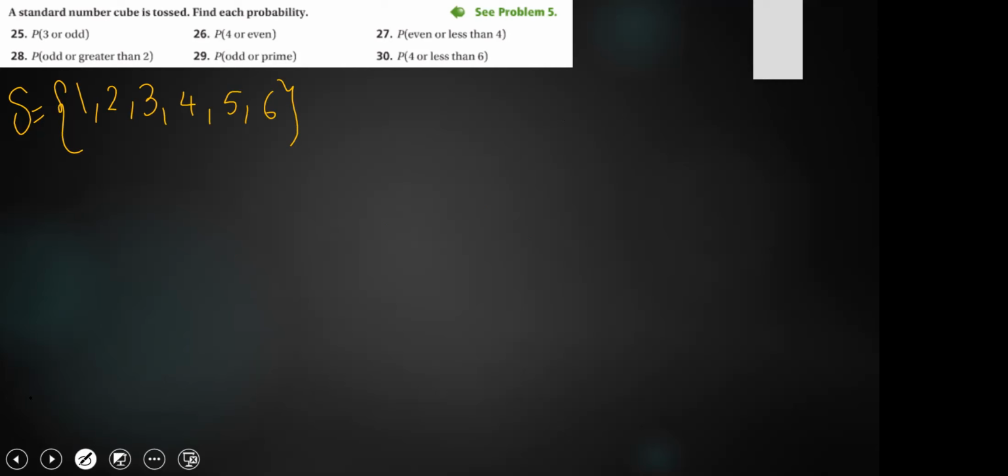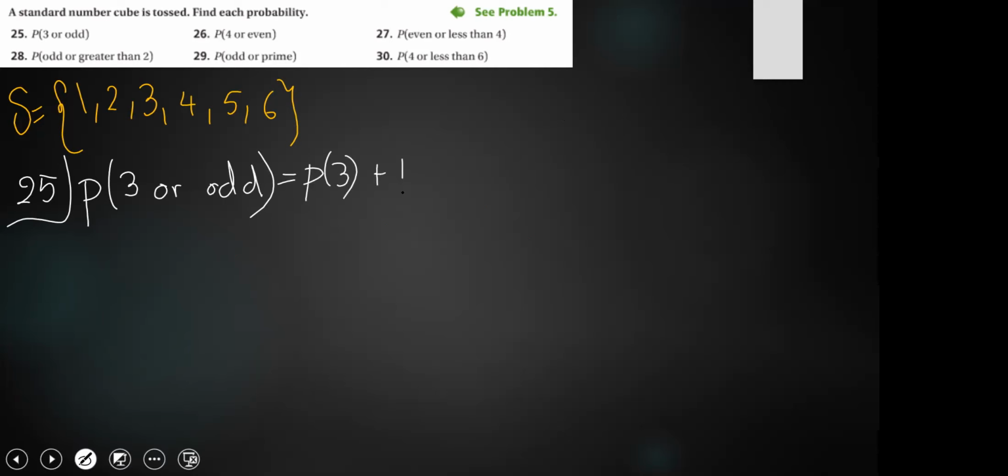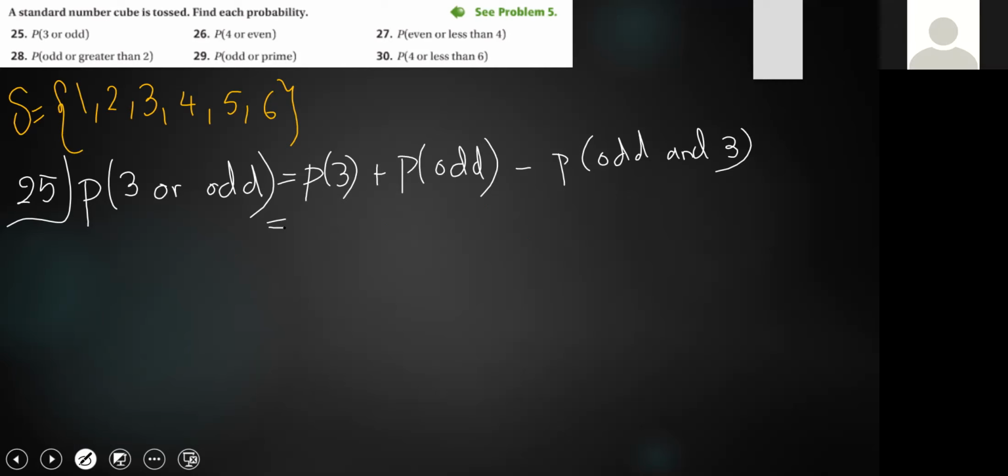Now, what is the probability? Stay with me one by one. What is the probability of getting 3 or odd? Here you have to decide if it is mutually exclusive or not, if they can happen at the same time or not. We will do like the question that we solved: the probability of 3 plus the probability of odd minus the probability of odd and 3. This is the first step. For each one, you have to write this formula.